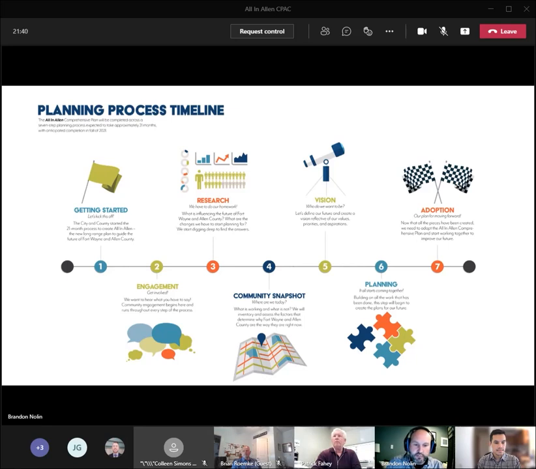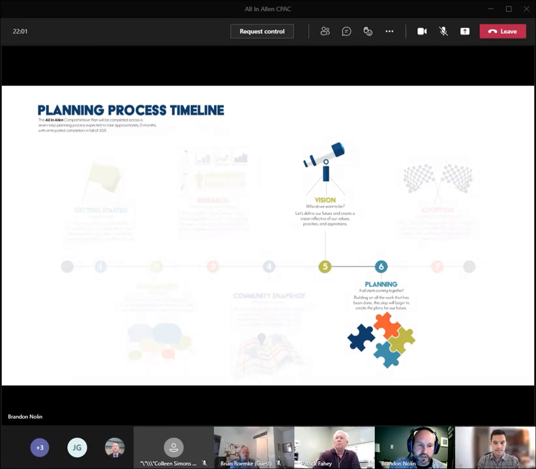So we delivered the community snapshot, the existing conditions assessment. The report was formerly called the Issues and Opportunities report. That was delivered towards the end of last year, and since then we've been doing rounds of engagement focused on the middle task here of developing the vision, and also starting in on some of the planning work as it relates to the land use framework and some of the vision and goals that you're seeing today.